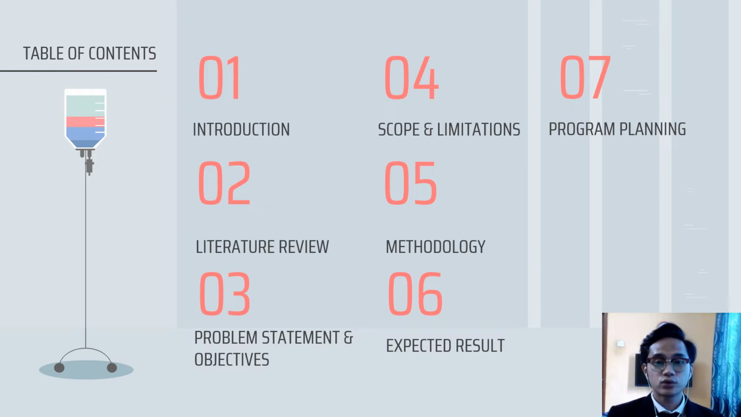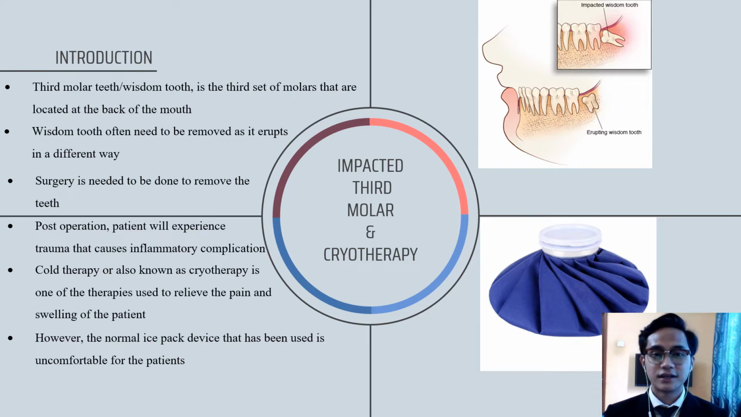Next, we will go through the flow for this presentation. We will start with introduction, literature review, problem statement and objective, scope and limitations, methodology, expected result, and we will end with a program planning. Let's start with the introduction of this project.